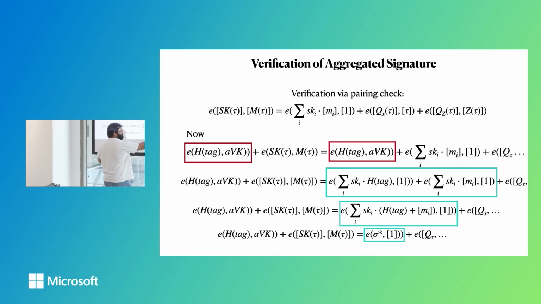So all these polynomials q(x), q_z that I did not really talk about can be computed by the server with some hints, and everything else like avk, which is the aggregated verification key, and the hash of the tag, and this polynomial computed with the messages, can also all be computed with some hints that the clients are going to send.